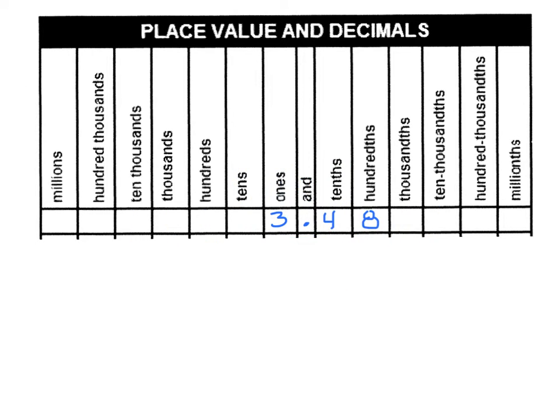Although you will not be tested on this skill per se, it is important to be able to read and write decimal numbers. The number I have right here is 3 and 48 hundredths. I say the number 48, followed by whatever place value is the last place value that I have a significant digit. So if I were to add a 6 here, now the number I have is 3 and 486 thousandths.